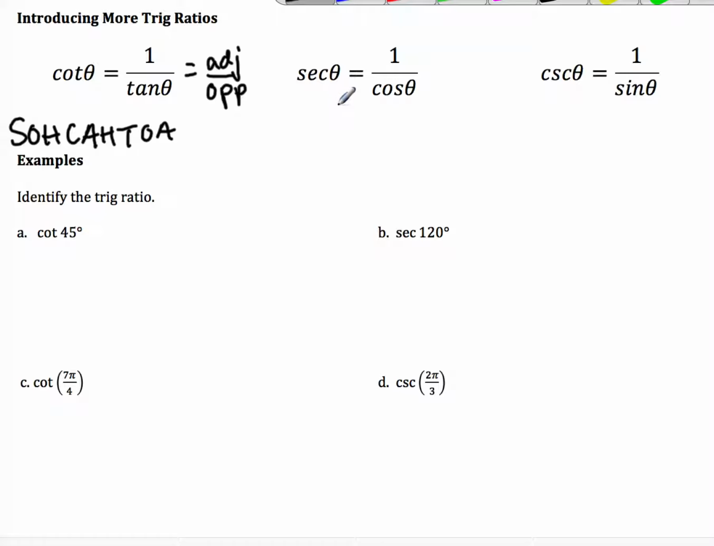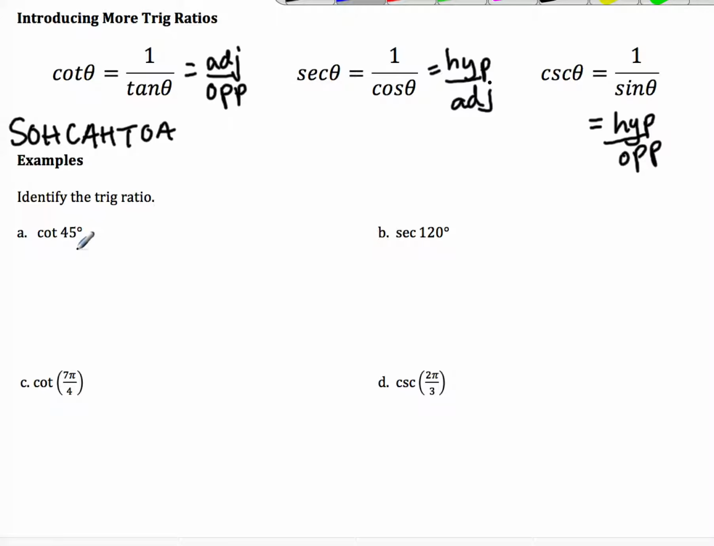The secant is actually the reciprocal of cosine, 1 over cosine. So instead of cosine being adjacent over hypotenuse, it's now hypotenuse over adjacent. Cosecant is 1 over sine, and instead of sine being our opposite over hypotenuse, this ratio is our hypotenuse over our opposite. Just a few more that'll come up again when you take calculus next year. So let's go ahead and find some of these trig ratios.